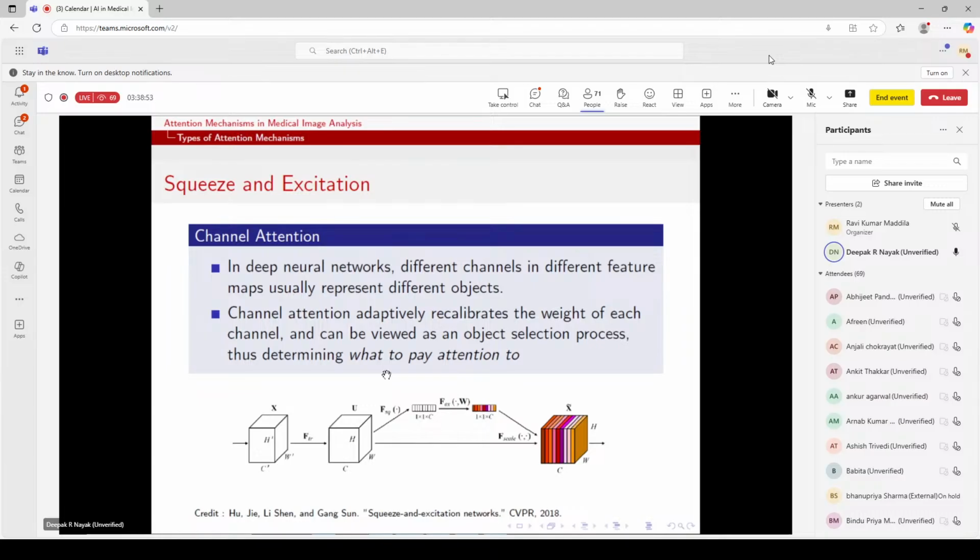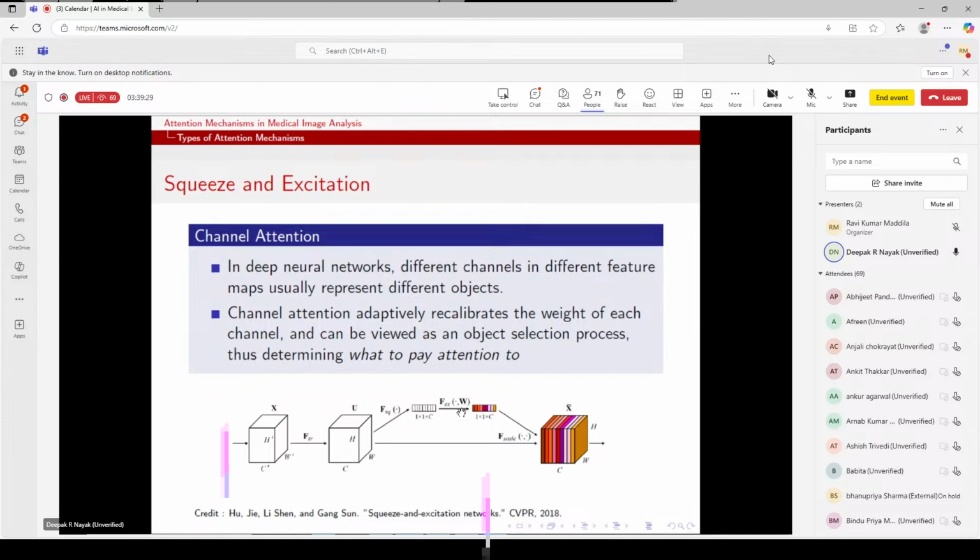The channel attention is an object selection process, and so it is sometimes known as what to pay attention to, I mean, what to attend in this particular image, which channel you want to attend. So how do we get C number of weight values? It's very simple. There are various ways. There are multiple papers on channel attention, and this is one of the simplest approaches through which you can find out the C number of weights and multiply those weights with each of the corresponding channels.